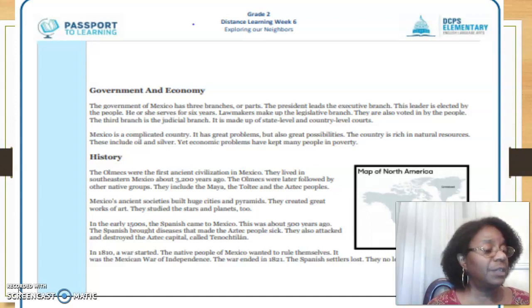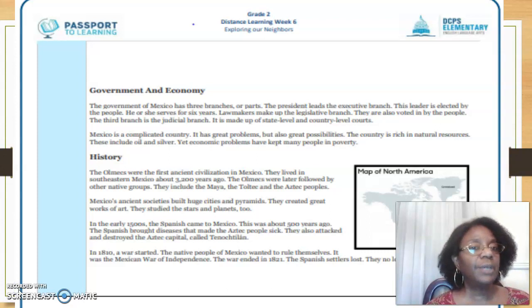In the early 1500s, the Spanish came to Mexico. This was about 500 years ago. The Spanish brought diseases that made the Aztec people sick. They also attacked and destroyed the Aztec capital called Tenochtitlan. In 1810, a war started. The native people of Mexico wanted to rule themselves. It was the Mexican War of Independence. The war ended in 1821. The Spanish settlers lost. They no longer ruled over this land.